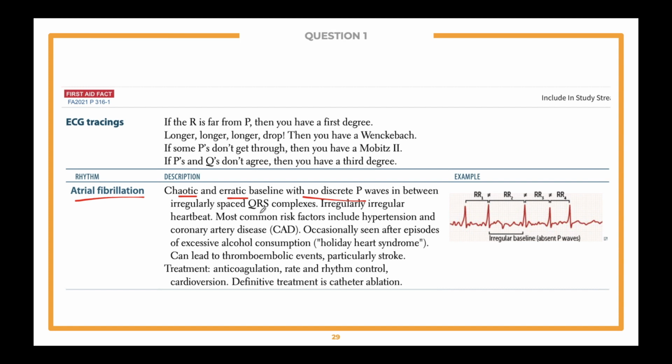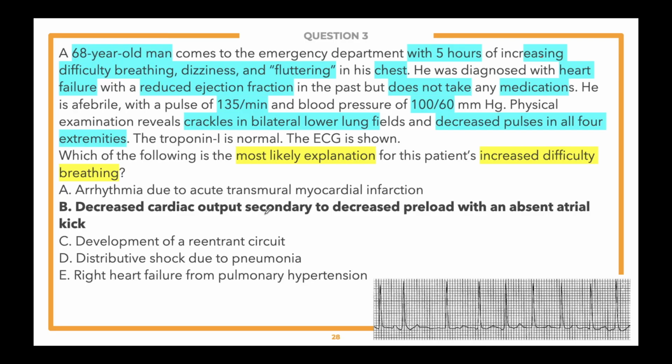So if we go back to our EKG, hopefully you guys are seeing that that's atrial fibrillation. And because the atria are not contracting rhythmically, we do not get a nice atrial kick, that then leads to less volume in the ventricle at the end of diastole. So that means less volume is going to be pumped out by the ventricle. And that's going to equate to a decreased stroke volume, which is equated to a decreased cardiac output, okay? So hopefully you guys understand why that is the best answer choice here.